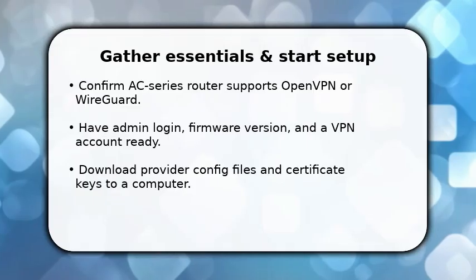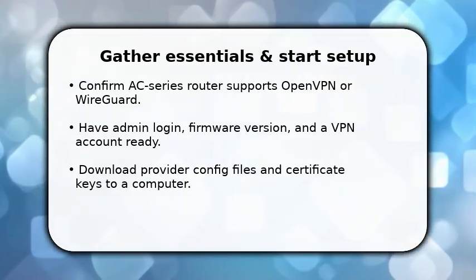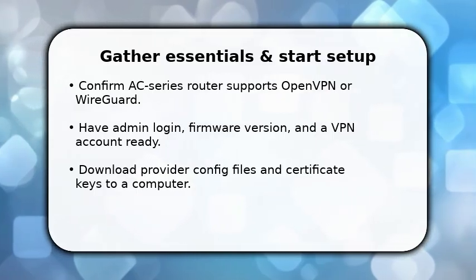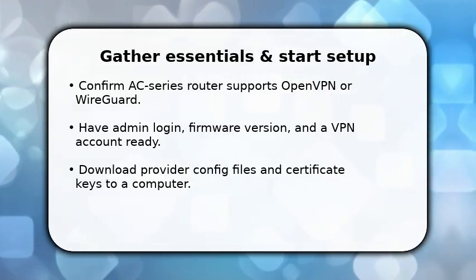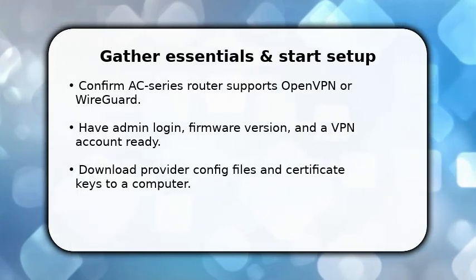You begin by confirming your AC series router supports OpenVPN or WireGuard and noting firmware version. Log into the router's admin page with credentials. Once done, locate the VPN or Services section.